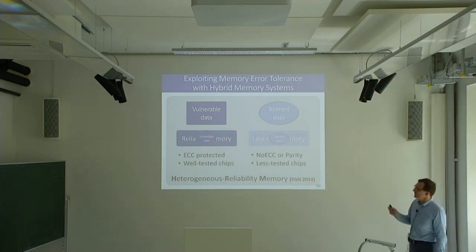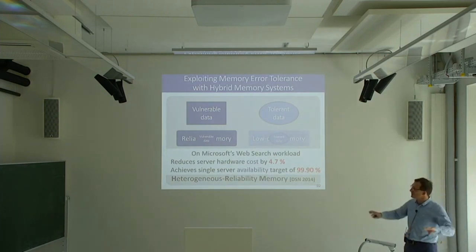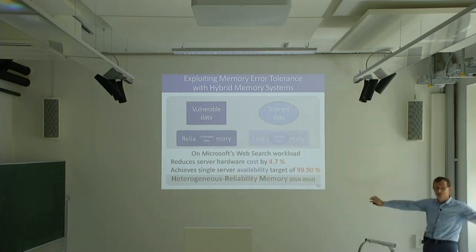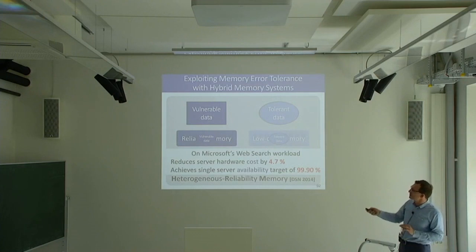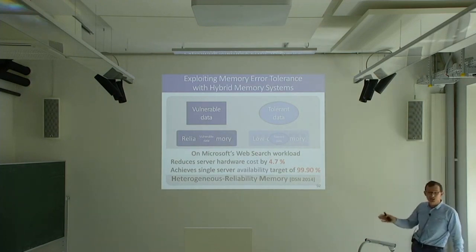And we did this study with Microsoft real applications, actually. We looked at their web search workload in this paper. And my student, Yixin, modified the web search workload by hand. At a coarse grain, he figured out what is the vulnerable data and what is the tolerant data in this workload. And he mapped it to these different memories. And at that time, our goal was slightly different, basically. We wanted to get rid of ECC in the data center.